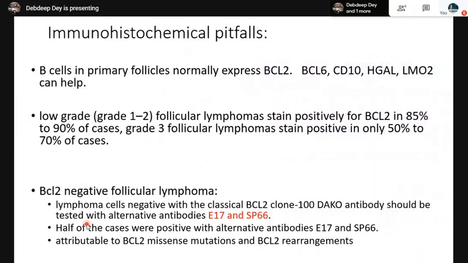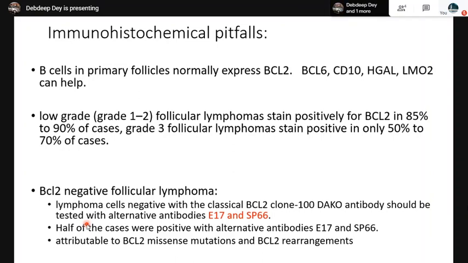So what are the immunohistochemical pitfalls? I've shown you one case of primary follicle in which the B cells normally express BCL2, which creates a problem. But in this case, BCL6, CD10, HGAL, LMO2, these are the germinal center markers which can help.